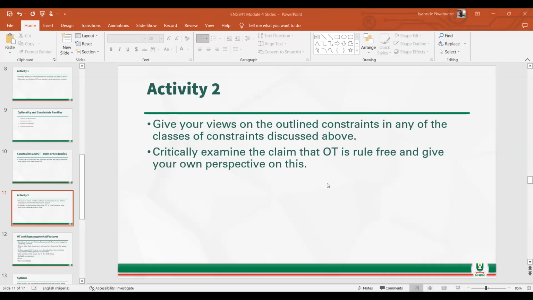So I think we should stick to that and control for syllables. So these are rules.